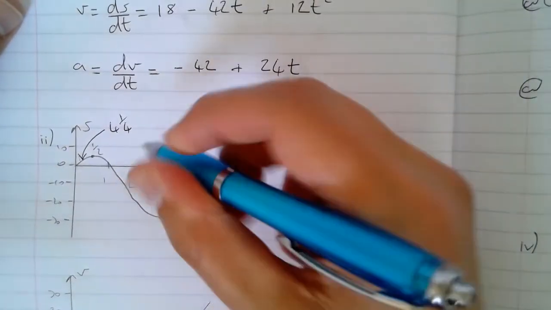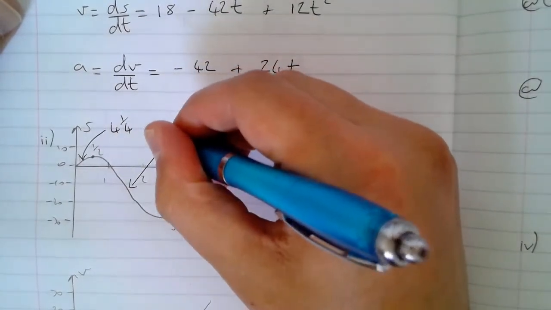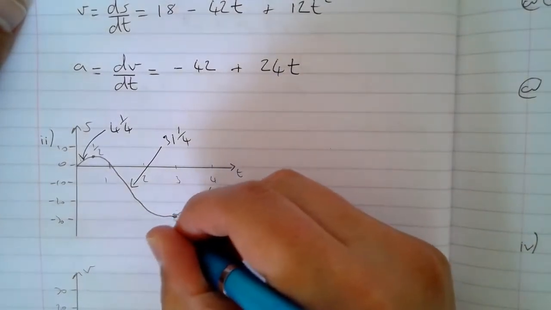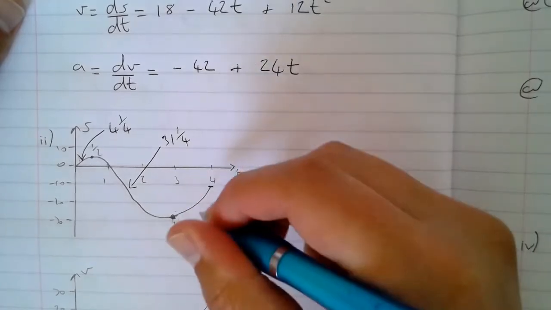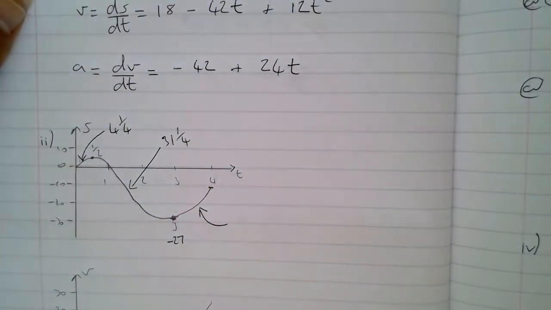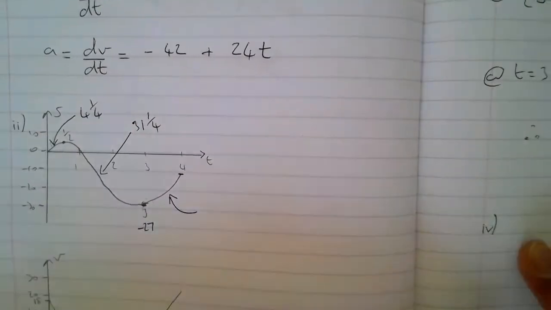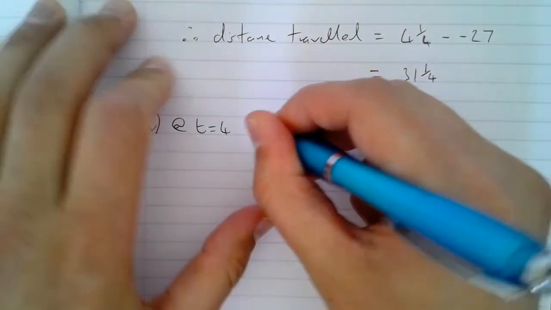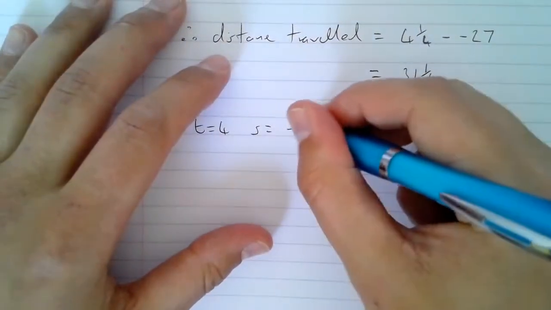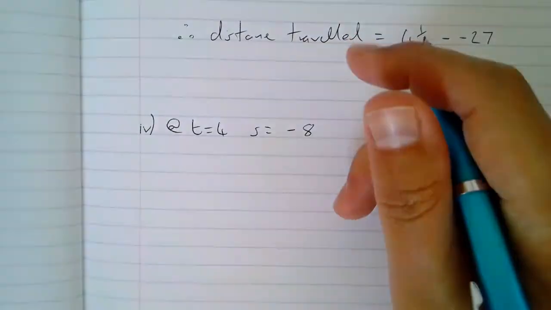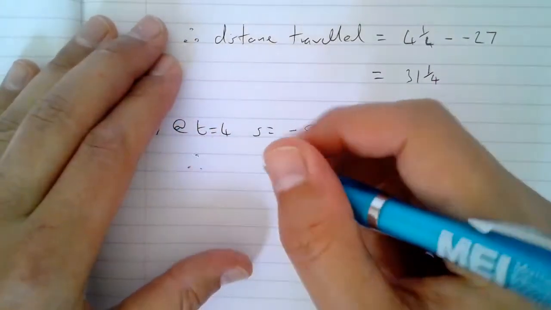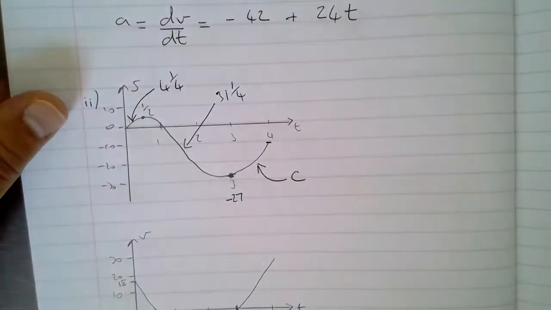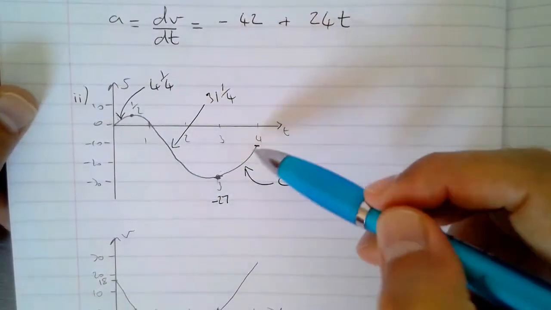For this section here, from half to 3, we just worked out a second ago, it's 31 1/4. We know the displacement here is minus 27. So what we really just need to know is what the displacement is here, because then we can work out this distance. So we need to work out the displacement at time equals 4. At time equals 4, if you stick that all into your formula, I can promise you get negative 8. It's a useful thing to do in your exam: say this is section A, this is section B, this is section C.